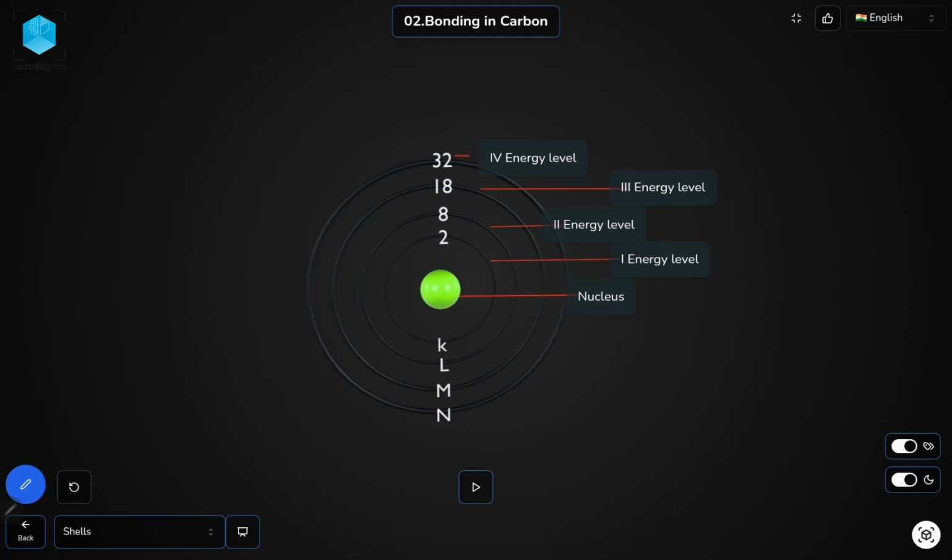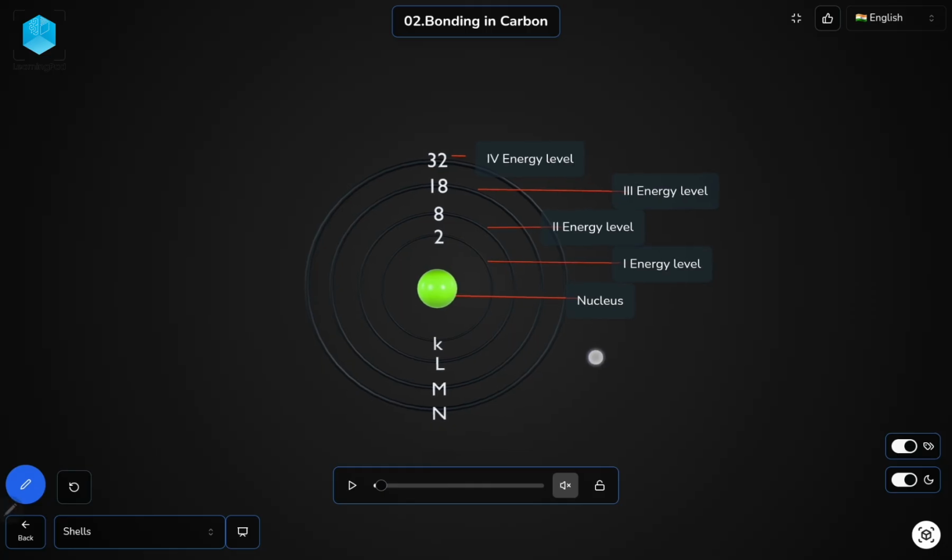Hello everyone. Today we are going to study about carbon compounds. So first thing we will study about carbon is how does the bonding take place in carbon. Before knowing how the bonding takes place in carbon, we need to know the structure of carbon. Now here on the screen you can see the model of carbon atom.